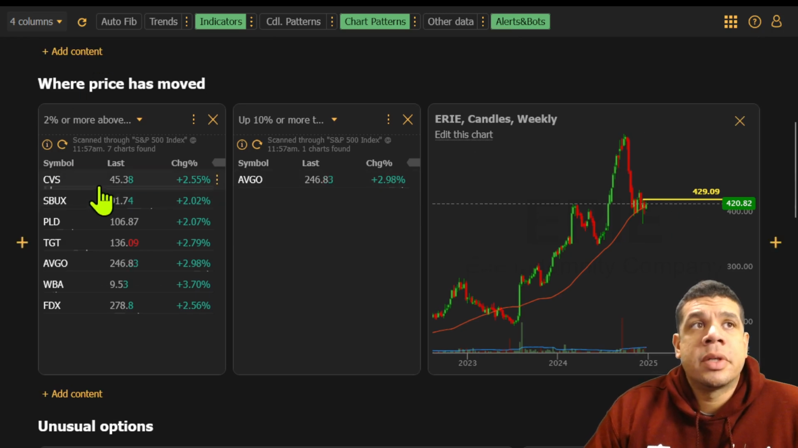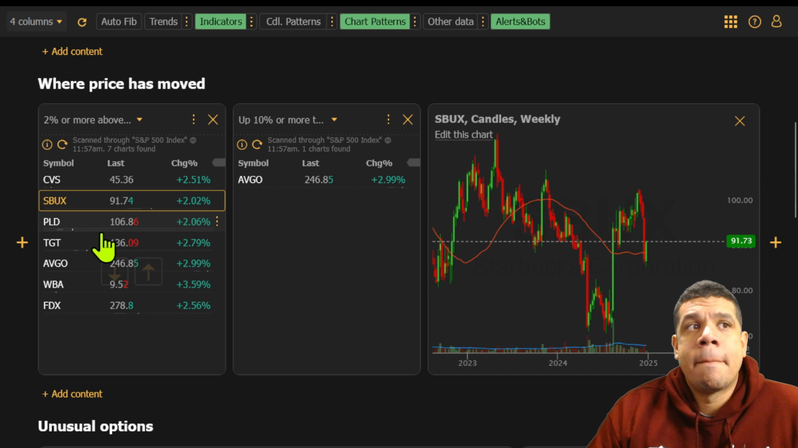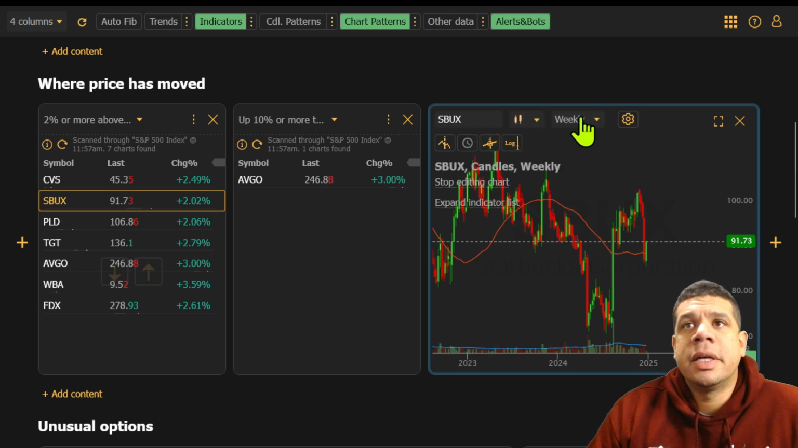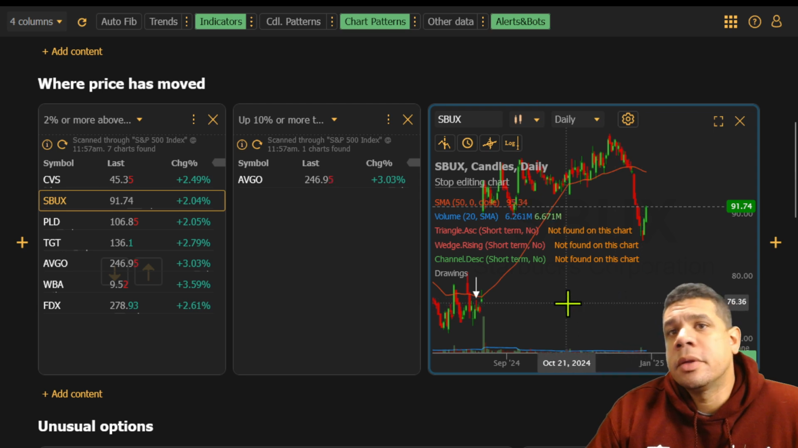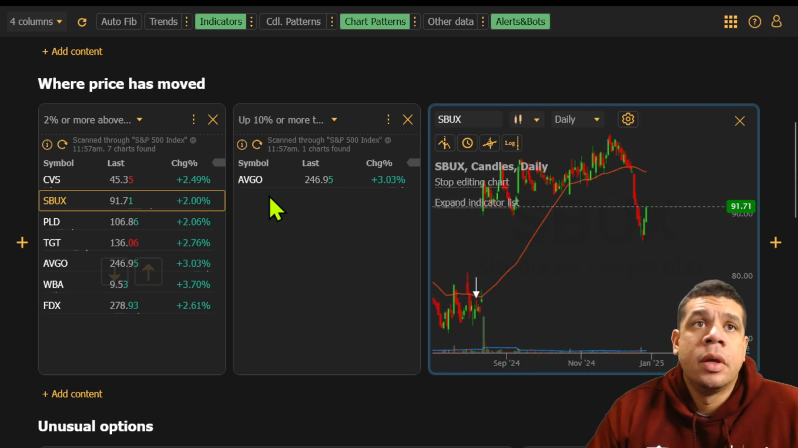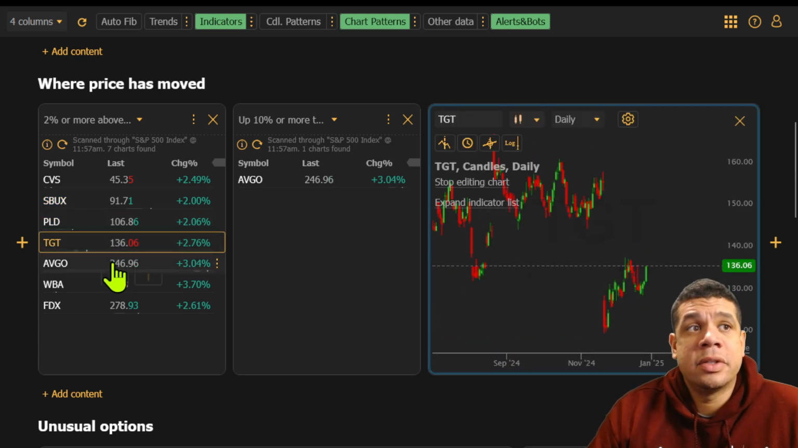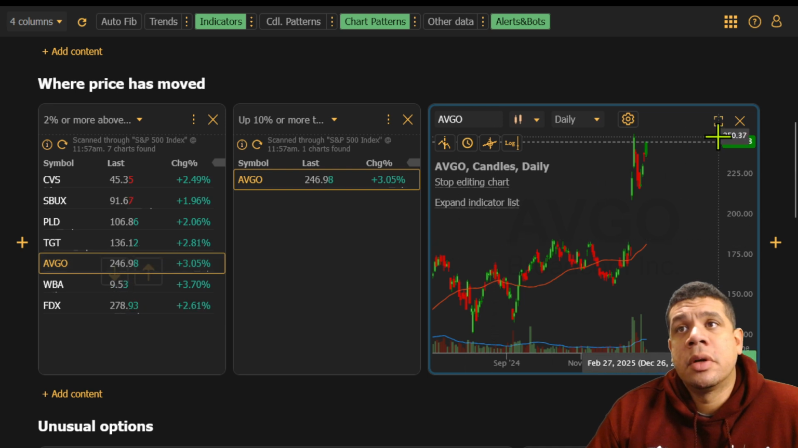Here's some stuff people are talking about, things that are up 2% or more. Starbucks up 2%. What's it doing on the week? Inside week. Let's edit this chart and make this the daily. Look at that. Beautiful. And then you can go down and do some more analysis and see if you really want to get in on that target. AVGO.